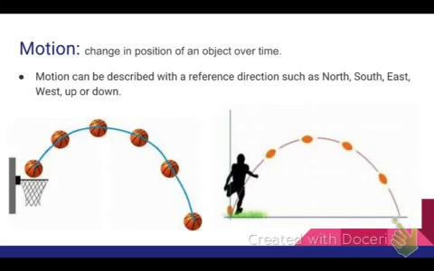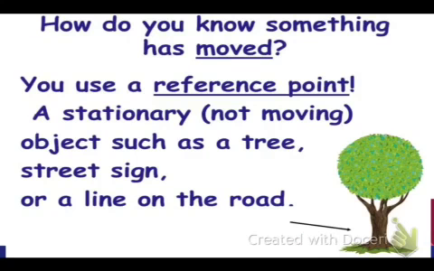So how do we know that something has moved? In order to know something has moved, we need to use a reference point. And you guys use reference points all the time without even knowing it. When you're giving someone directions, you are using reference points. So a really easy example is this tree here. We could say an object is moving if it moves past the tree. So a reference point is going to be something that is stationary or not moving.